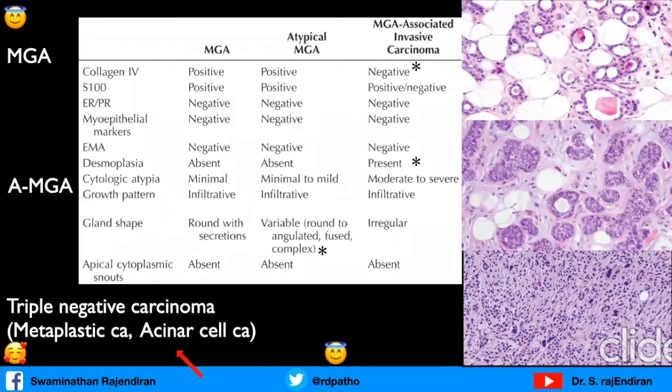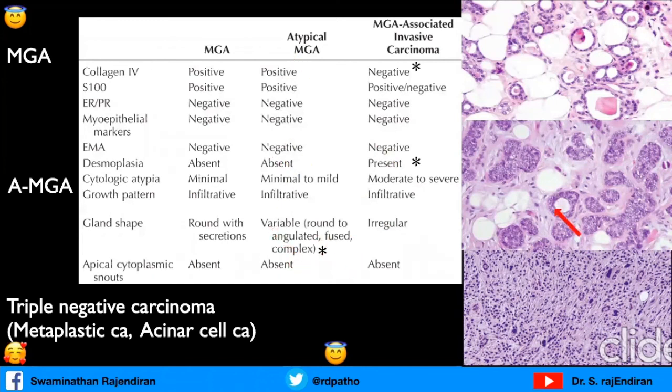And molecularly, they have proven that they have the same molecular signature in the triple negative carcinoma and the precursor MGA. So now microglandular adenosis is a precursor, and this is a classic microglandular adenosis. This is a nice table, but pay more attention to the starred areas. When do you call it atypical?